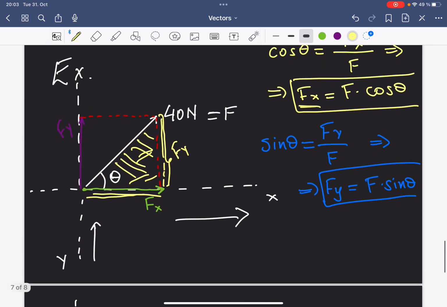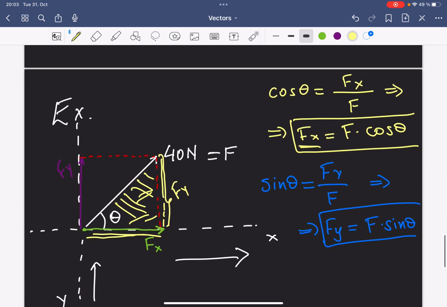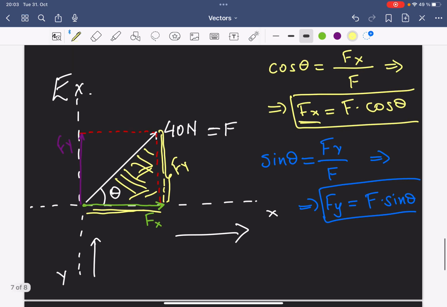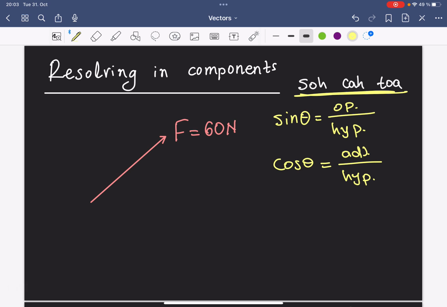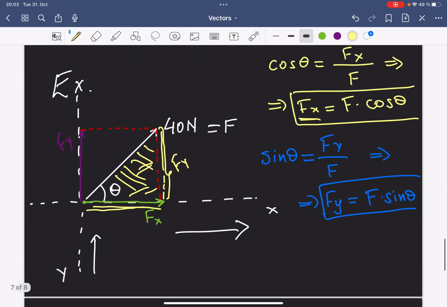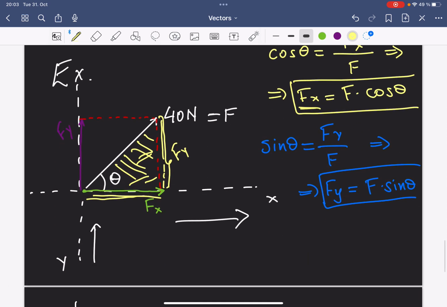So again, I want to draw your attention to the trigonometric functions, which hopefully you've seen already in math. If not, use this mnemonic here to help you. And utilizing this tool, it's quite easy to calculate the two components of the resultant force. I hope you found the video helpful.